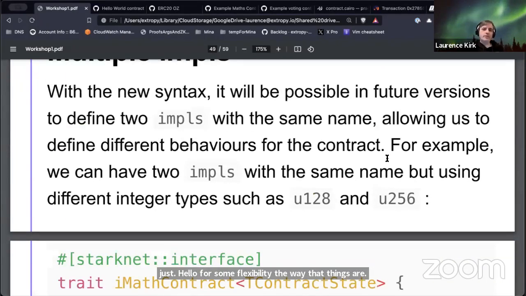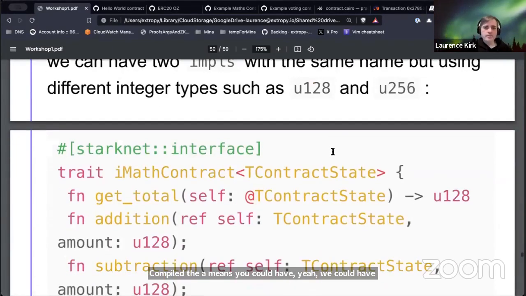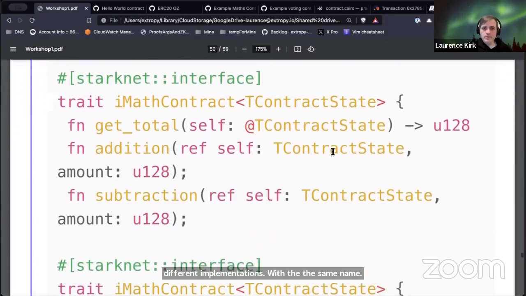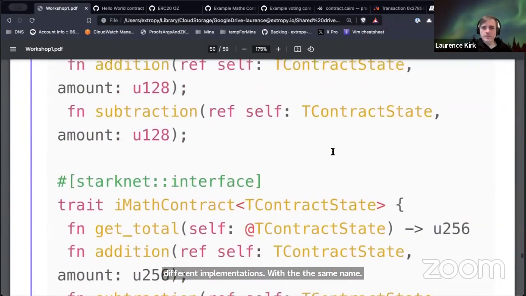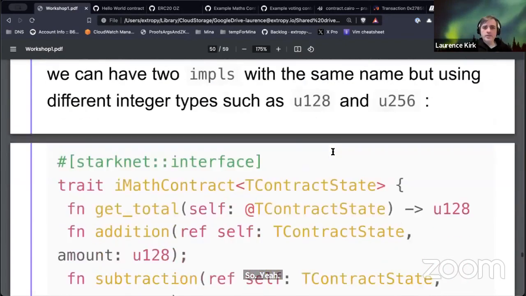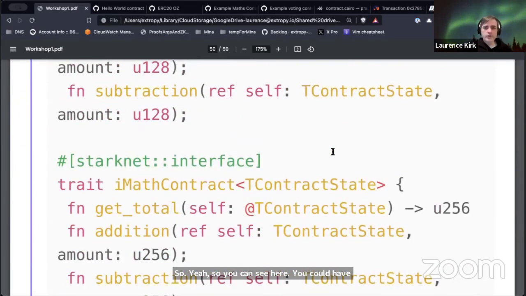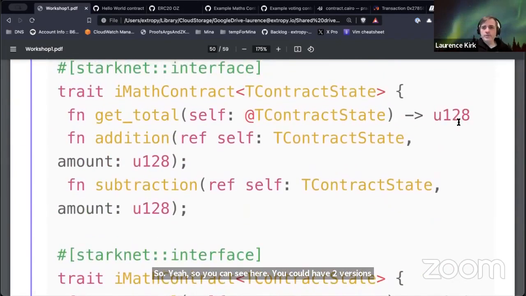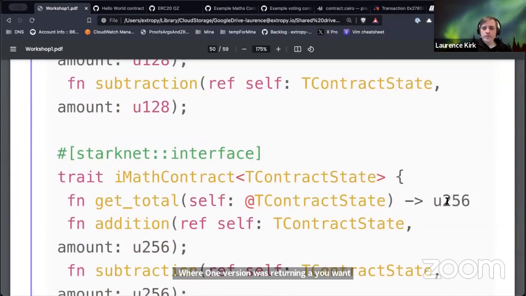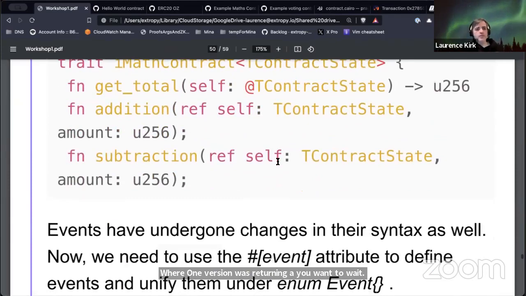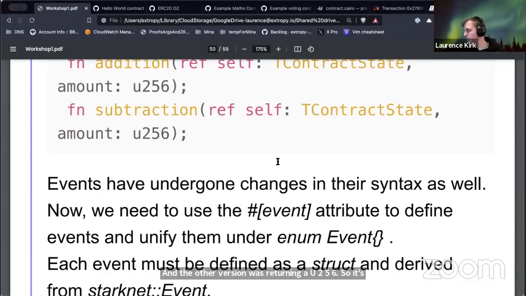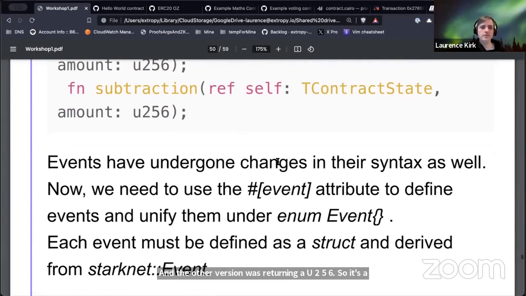It means we could have different implementations with the same name. So yeah, you can see here you could have two versions where one version was returning a U128 and the other version was returning a U256. So it's a way to do that. But perhaps we'll come back to that later.